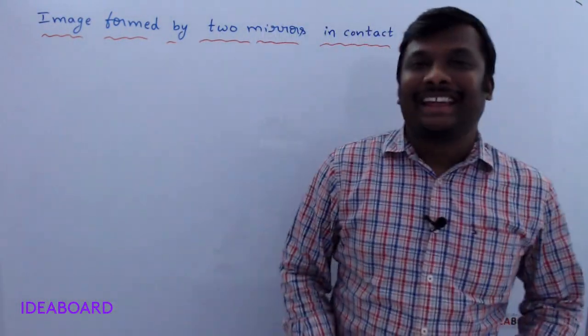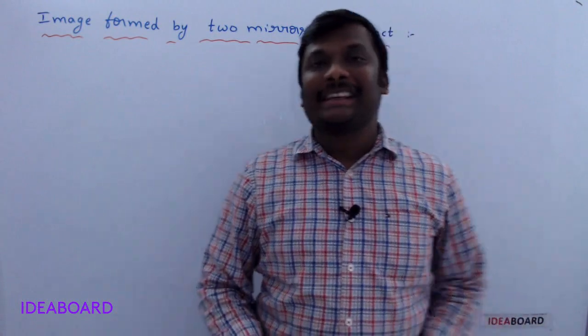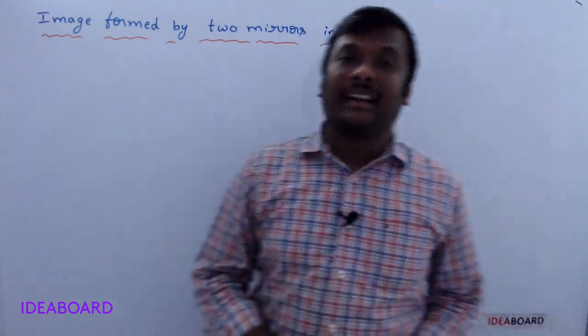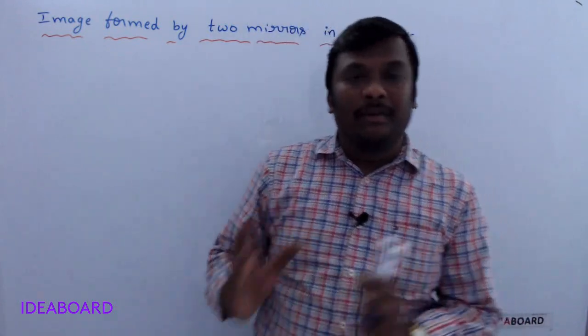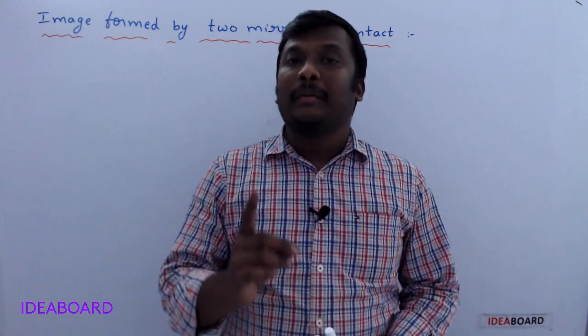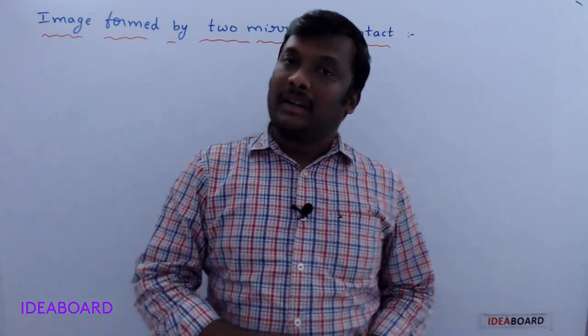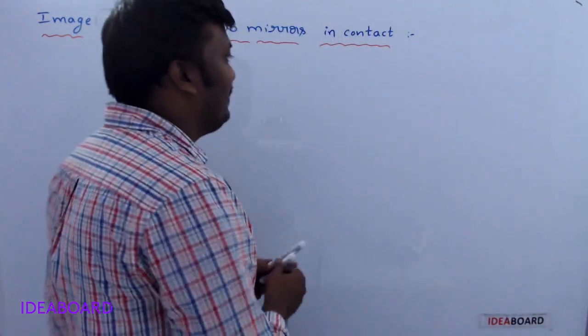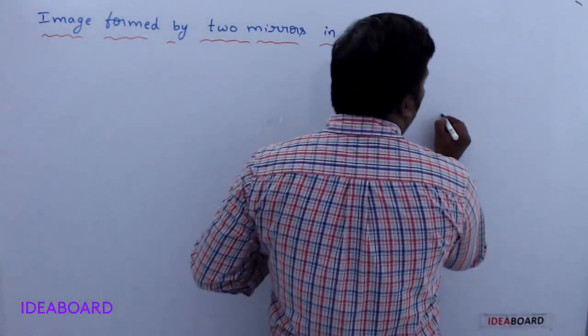Hello students, in today's section we discuss the image formed by two mirrors in contact. In the previous section we discussed the image formed by a single plane mirror, but now we consider two mirrors in contact. Then what happens? Let us see.